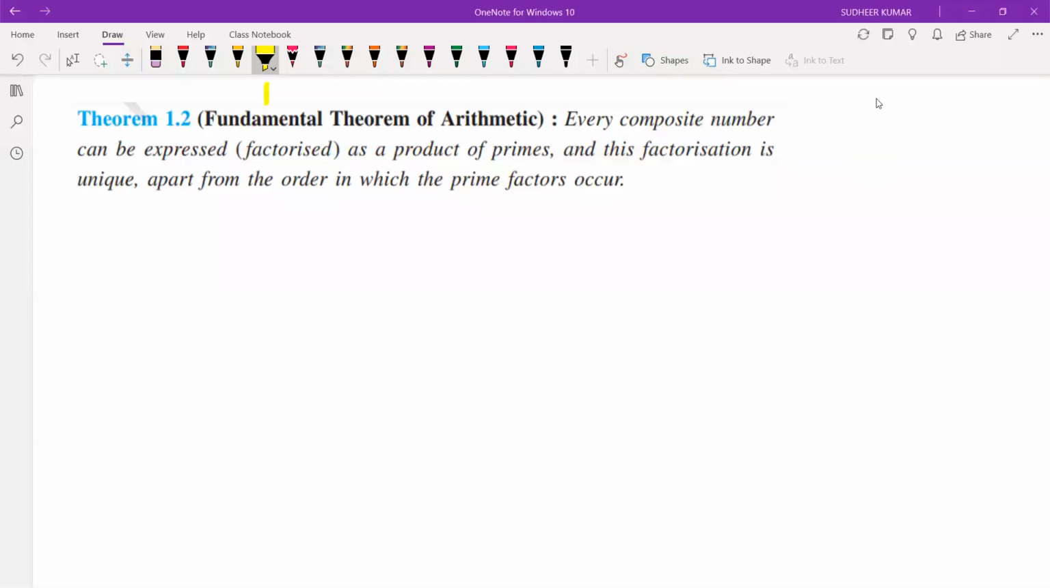Yes, ma'am, I understood what you said. Let us see that. Yes, sir. The Fundamental Theorem of Arithmetic. Now tell me.